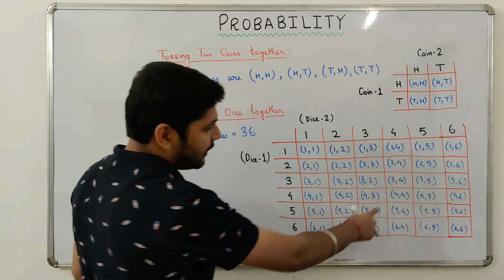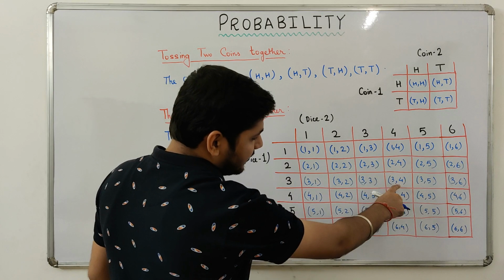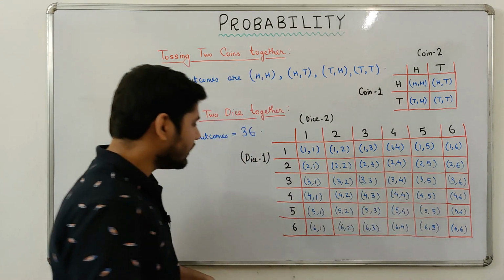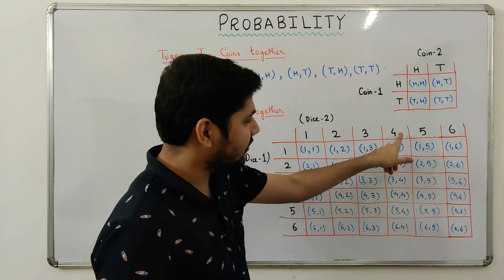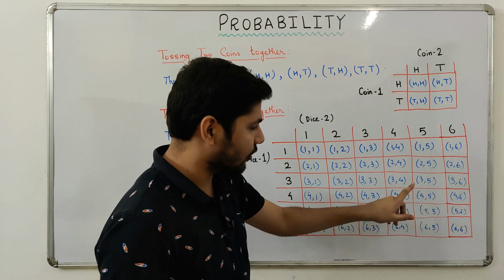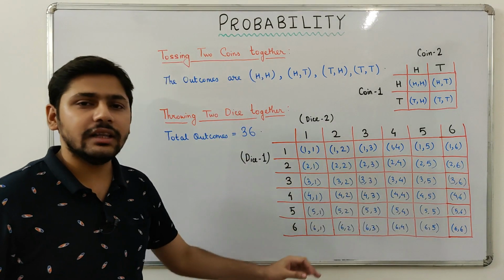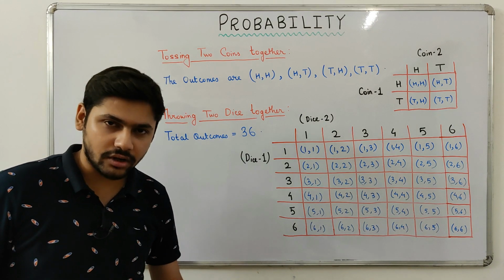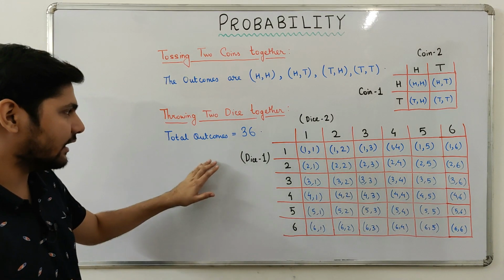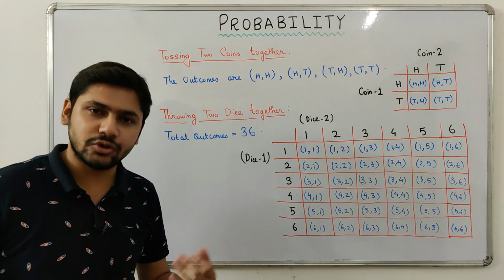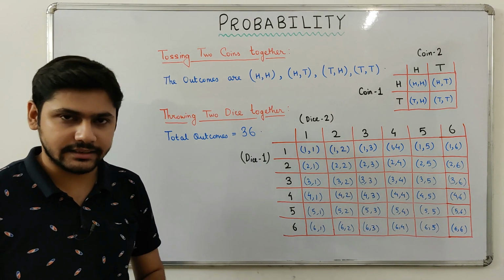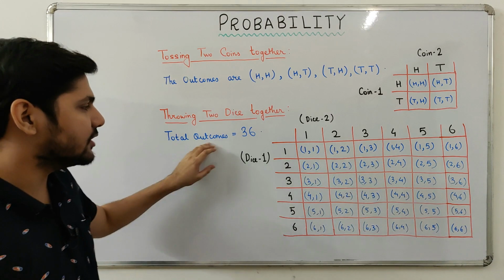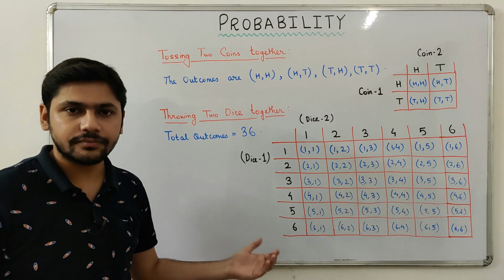You can pick any one. Say for example I pick this outcome, 3, 4. The first dice will have 3 and the second dice will have 4. So in total there are 36 outcomes. You will have to remember that. So if you throw 2 dice together, the number of outcomes is equal to 36. And questions are asked based on this also.